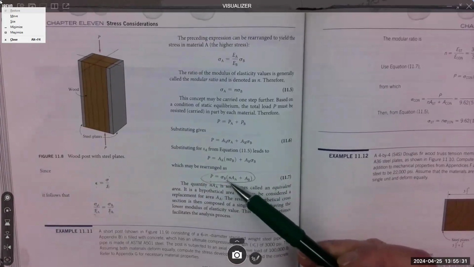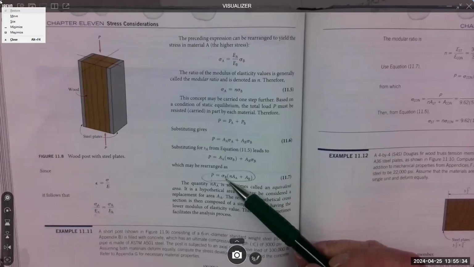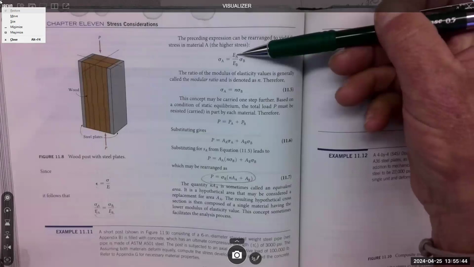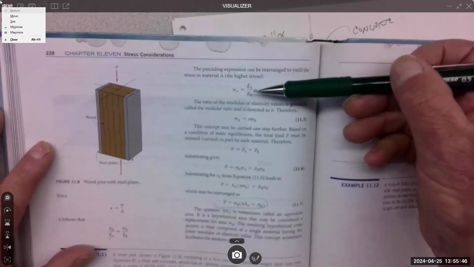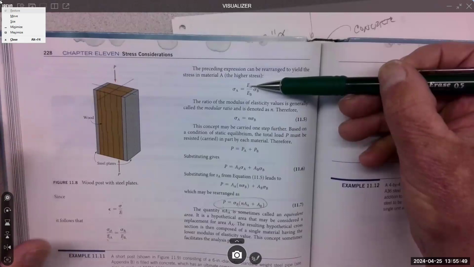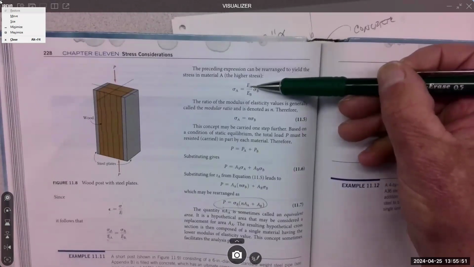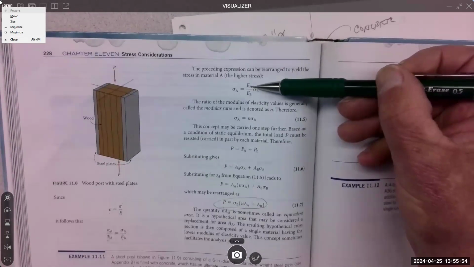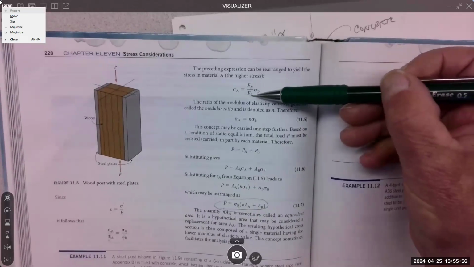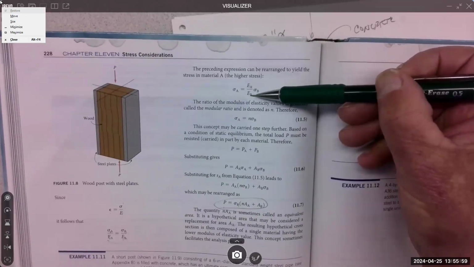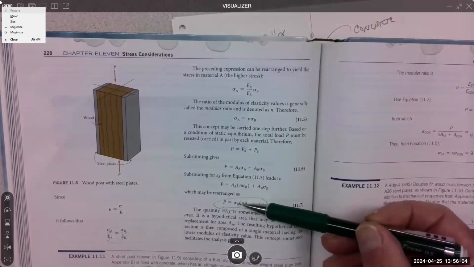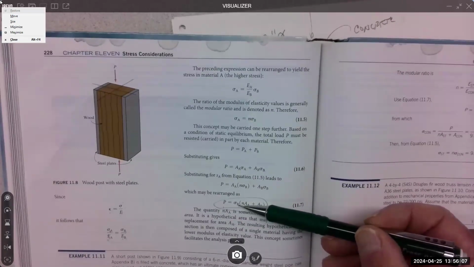So it says the stress in B is the lower strength material. A is the higher strength modulus. So if you have a higher modulus and a lower modulus, you're going to name the higher modulus steel, in our case, material A. Material B is the weaker one. All right? Material B is here, the stress in B.